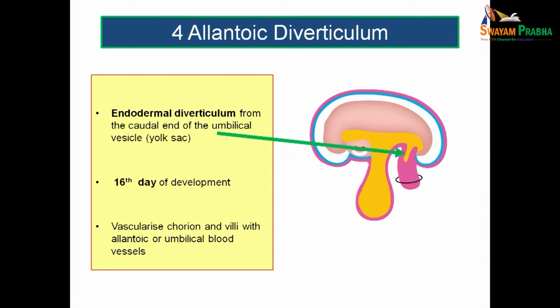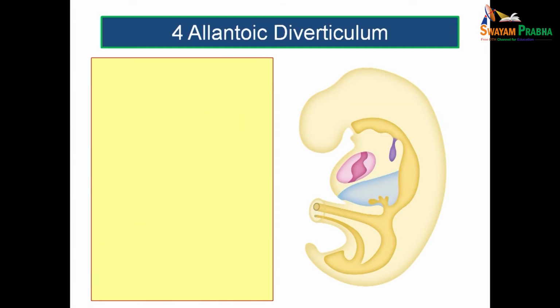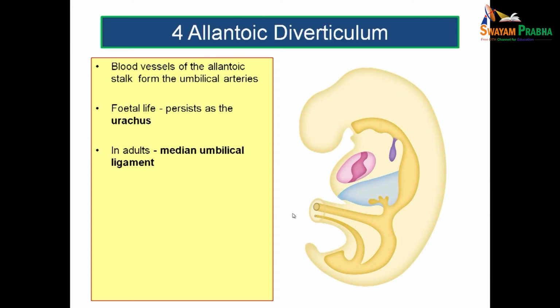So, this is the allantoic diverticulum. Now, the blood vessels of the allantoic stalk, you can see, are actually projecting into the umbilical stump, the umbilical cord, and this will actually form the umbilical arteries. Now, in fetal life, after the formation of the umbilical arteries, you do not need this allantoic diverticulum, right? So, in fetal life, after the formation of the umbilical blood vessels, this will be seen as a remnant that is known as urachus.